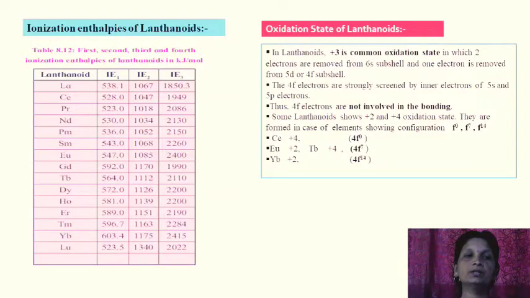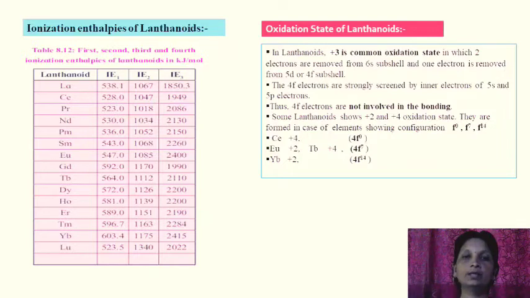Now we see the ionization enthalpies of the lanthanides, ΔiH1, ΔiH2, ΔiH3, that is the first, second and third ionization enthalpy of the lanthanides in kilojoule per mole. It is observed that in each case the second ionization enthalpy is much greater than the first ionization enthalpy, and the third ionization enthalpy is greater than the second ionization enthalpy.